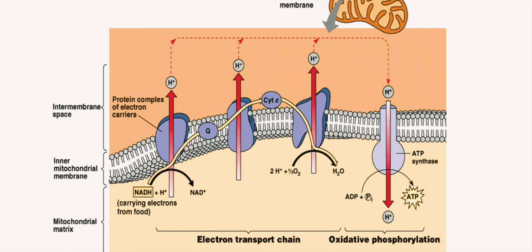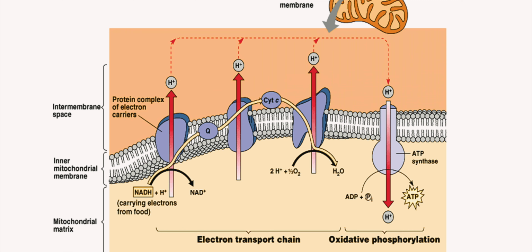It's going to let go of the hydrogen that it's been carrying, and it's also going to donate an electron. So NADH is oxidized. It loses electrons and hydrogen. The electron is passed to the first protein in a chain of proteins in the membrane. That electron gets passed from one protein to the next.